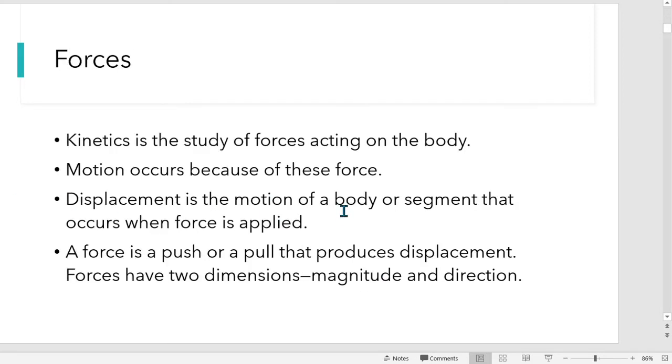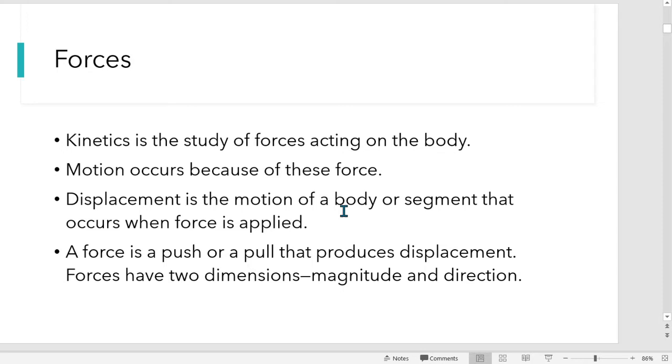So forces. So basically, in order for us to move, we need to have forces. Okay, so kinetics is the study of forces acting on the body. Motion occurs because of this force. Without force, we cannot produce motion. Displacement is the motion of a body or segment that occurs when force is applied.